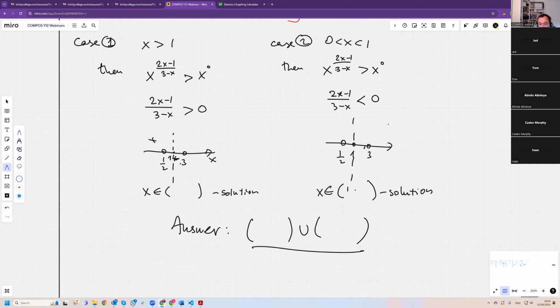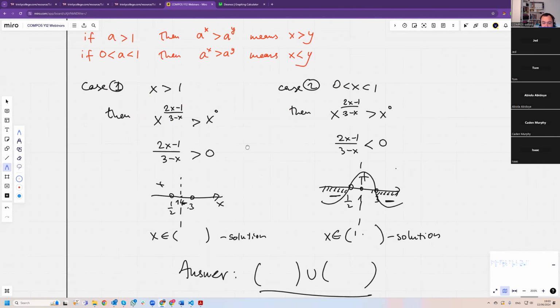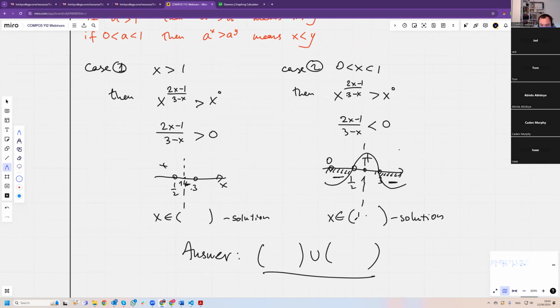Because when x is large, 2x minus 1 is positive, this one is negative. So we start with a negative, positive, negative. So it's like this. And we need the negative side. But we also have a limitation that x has to be greater than 0. So from 0 to 1/2.